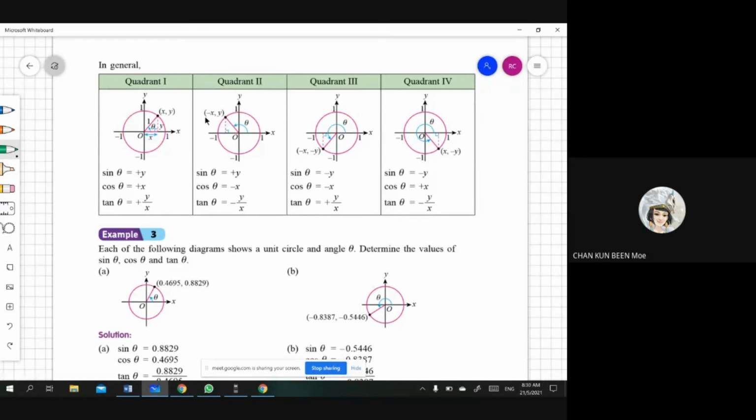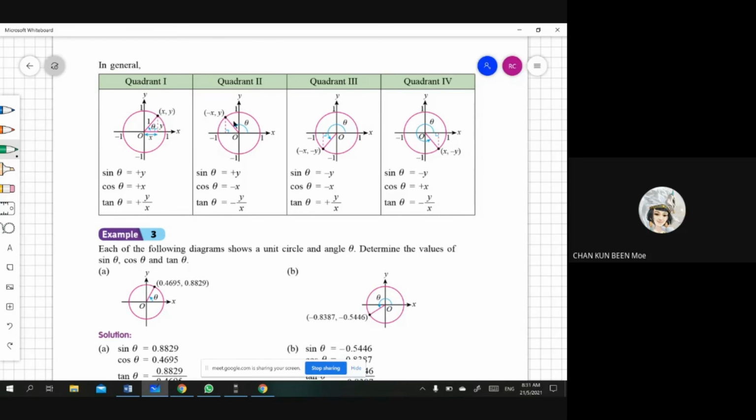Quadrant 2, only sine is positive. So when they want the value of sine, it is positive y. Then cos, the x, will be negative, and tan, y over x, will be negative. Everything is the same. You see, sine is the y coordinate, cos is the x coordinate, and the tangent is the y coordinate over the x coordinate. So everything is the same. The sign is just for you to determine from the quadrant.